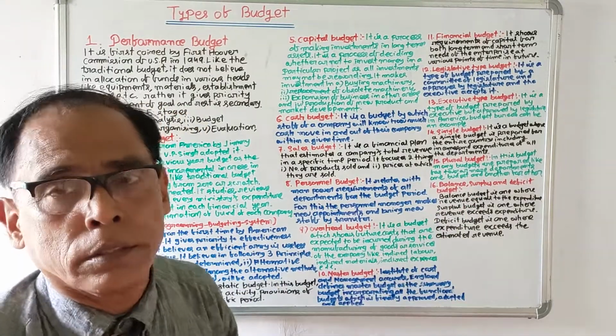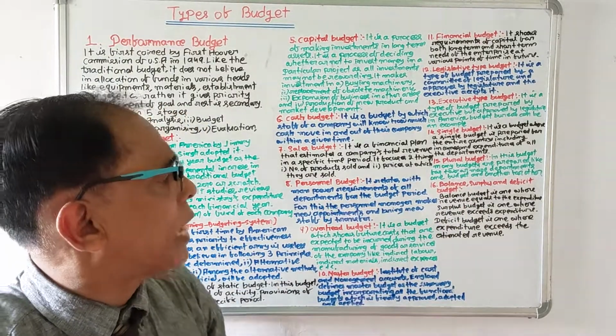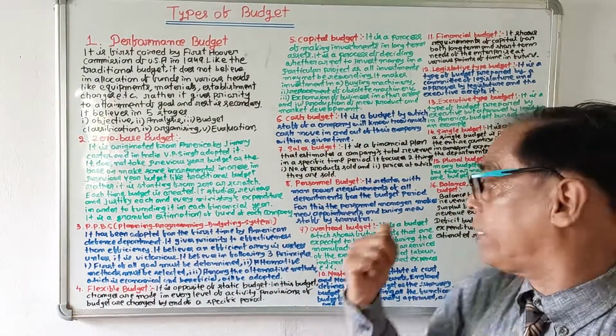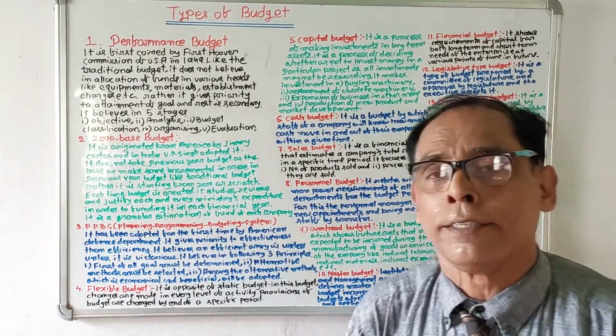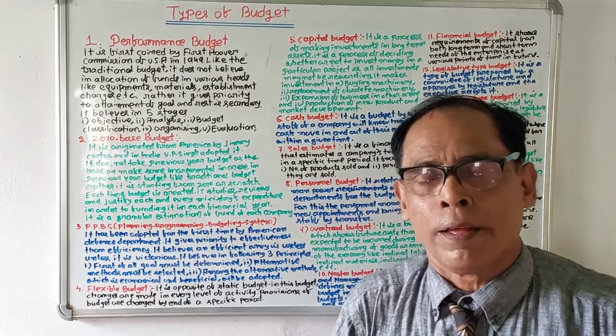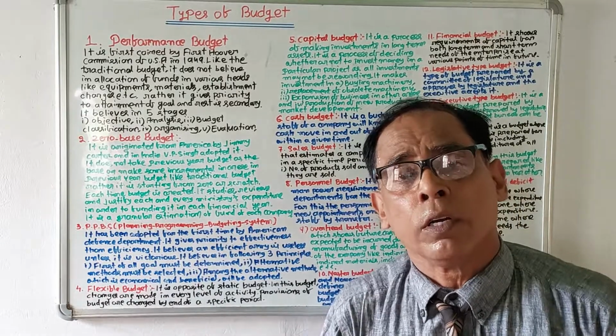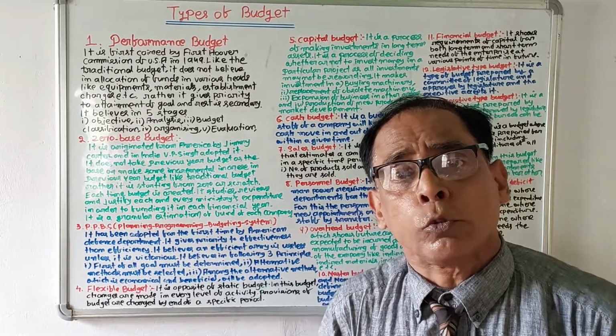So in this video, we have discussed as many as 16 types of budget. Again in point 16, there are 3 types of budget. And I think, my viewers, this video will be very helpful to fourth semester students.